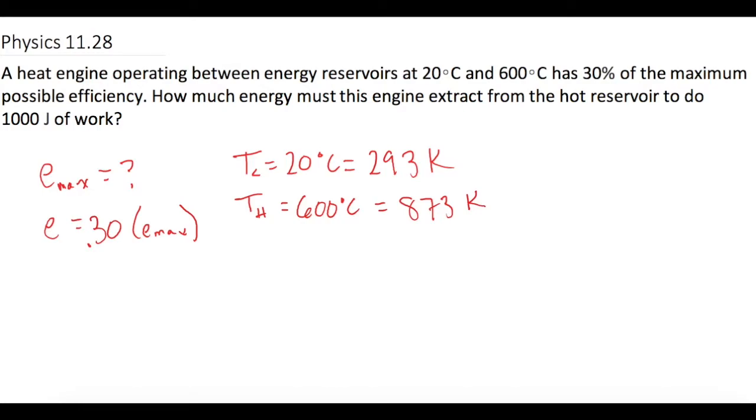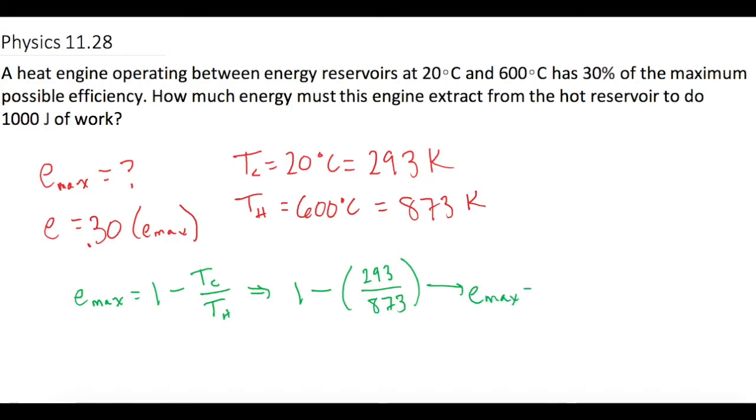Okay, so let's figure out what the actual maximum theoretical efficiency is. So E max is equal to 1 minus TC over TH. So when we plug everything in, that gives us 1 minus 293 over 873. So that gives us an E max of 0.664 or 66.4% is our theoretical maximum efficiency.